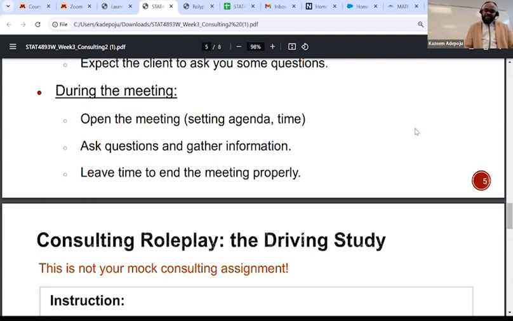Then you leave time to end the meeting properly. You end the meeting properly. Make sure you work according to the time.